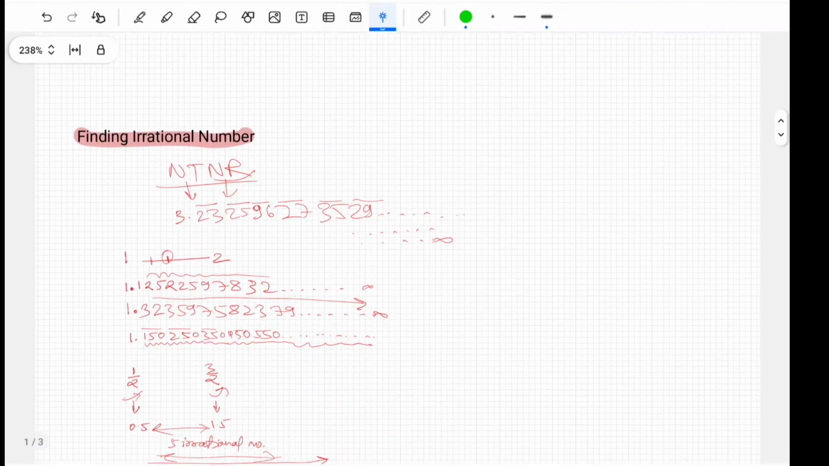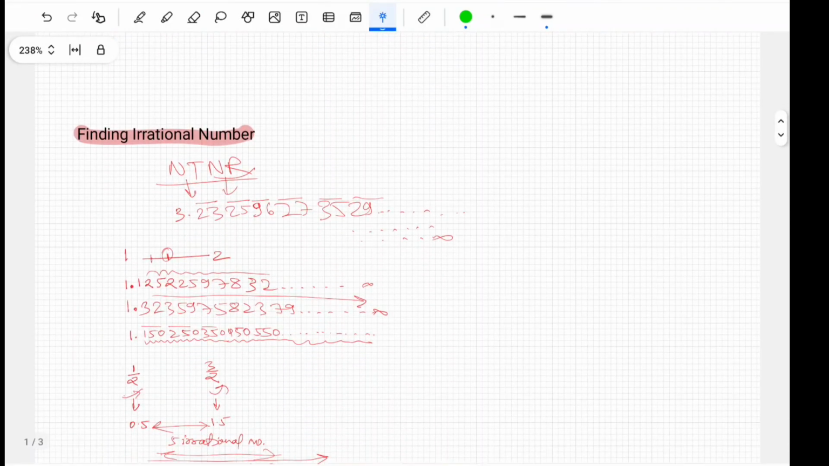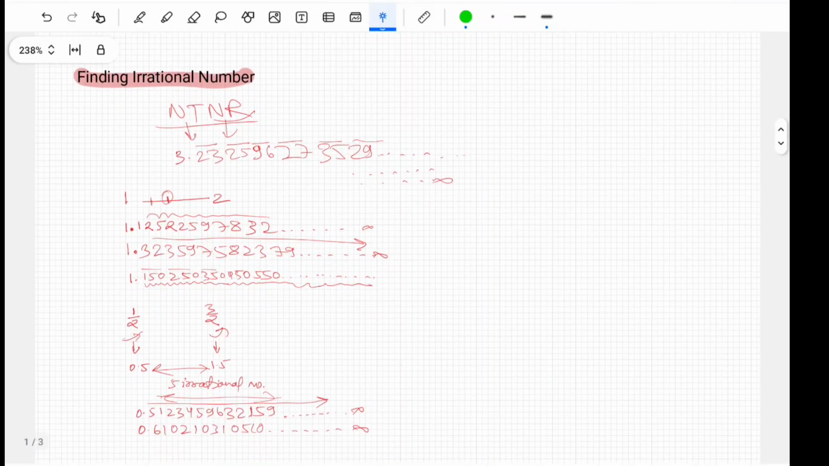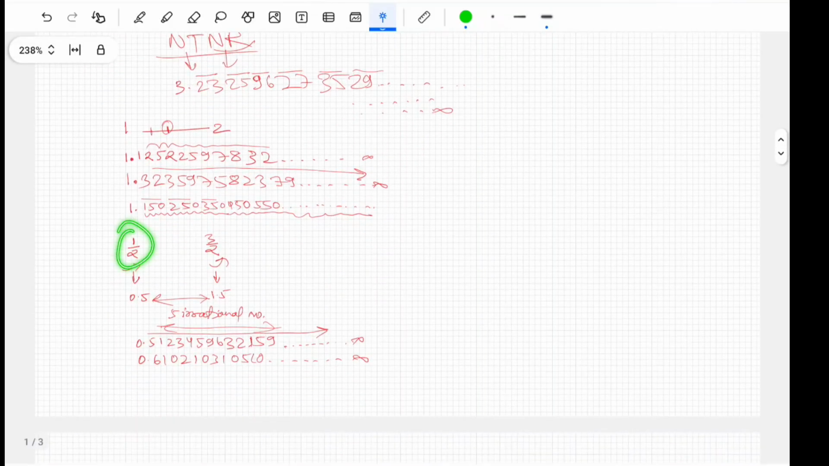For irrational numbers, you can take random numbers. There's no issue for that. If you get it in fraction form, you have to find out the decimal form and you can take random numbers.